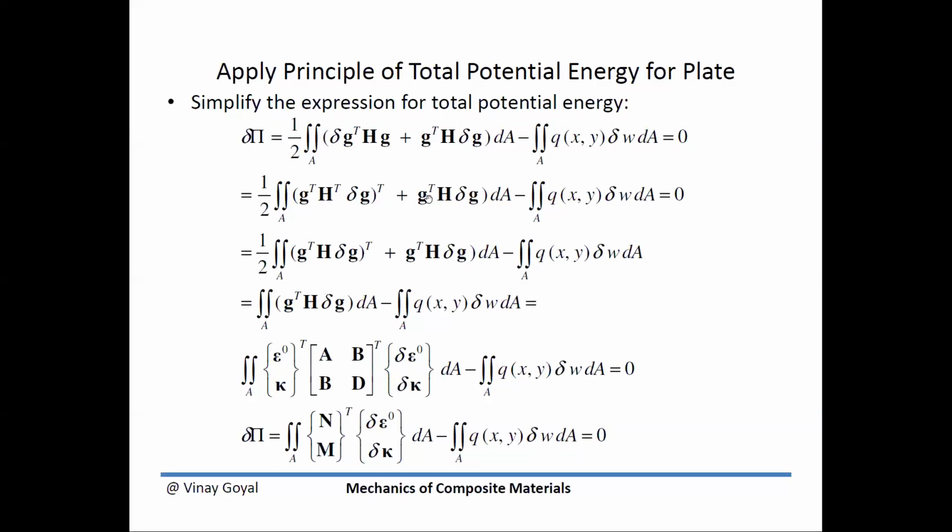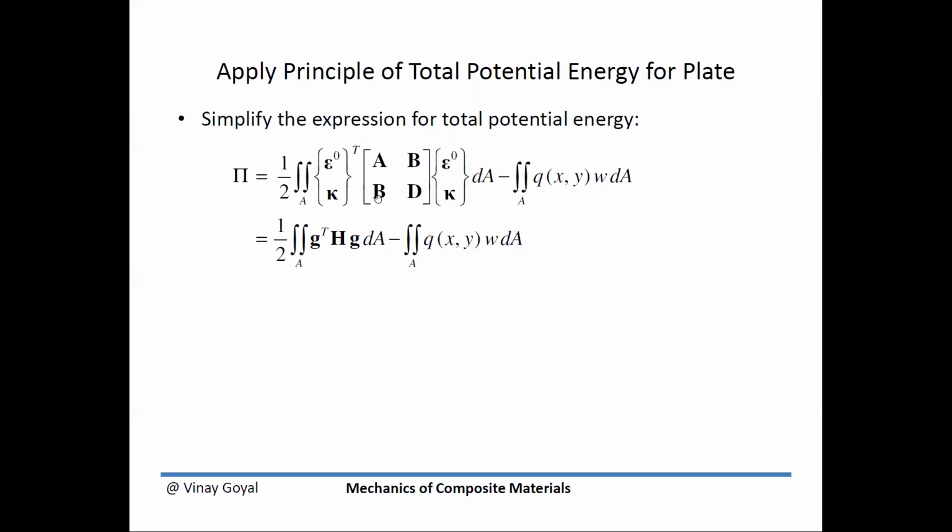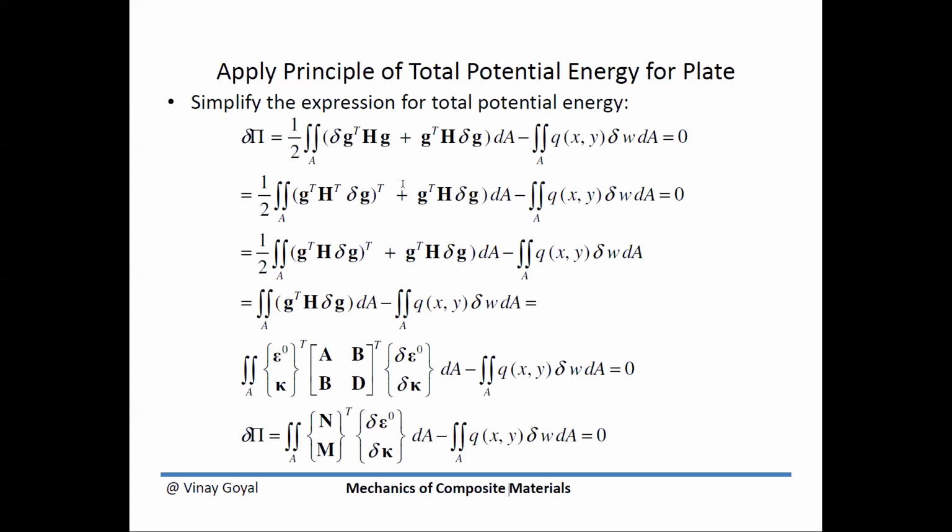I also have this here. And notice how H bold transpose, which is the transpose of the ABD matrix, is the matrix itself because that's a symmetric matrix. So H bold transpose is just H bold. So this is what I got so far.